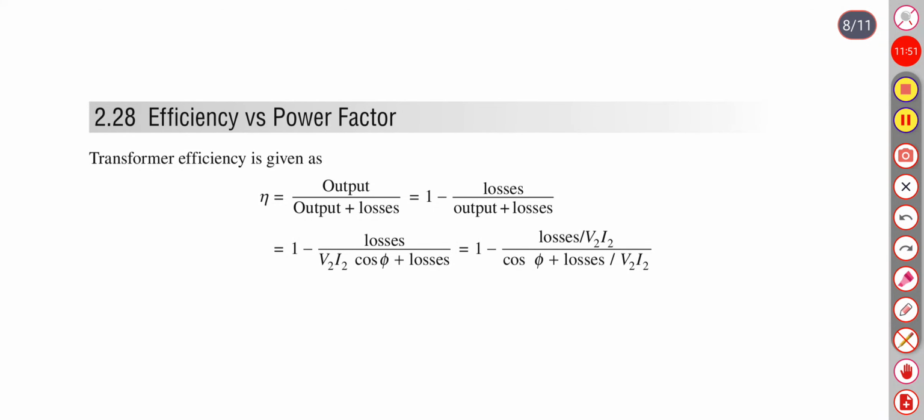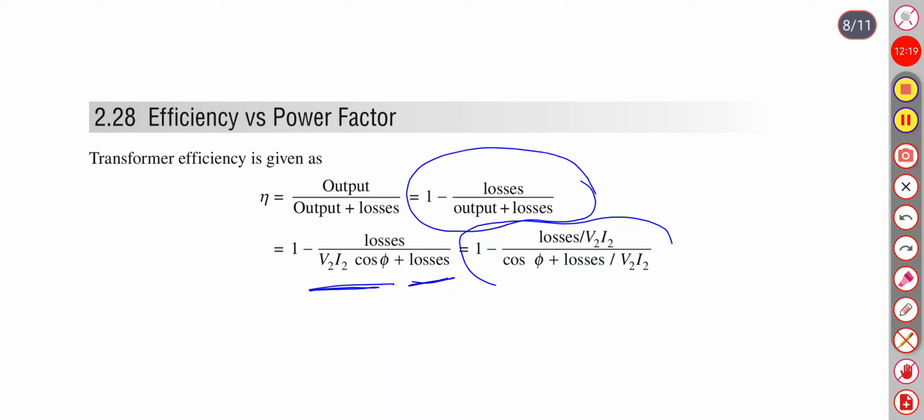Now, the effect of power factor on the efficiency. The efficiency, as we have seen, is 1 minus losses upon output plus losses. So this is the output and this is the losses. Here we will get 1 minus losses upon V2 I2 cos phi.